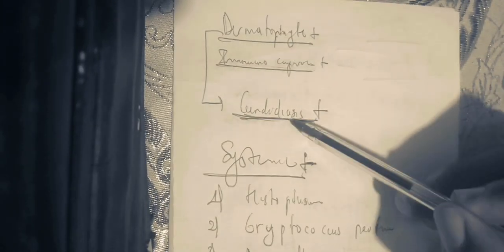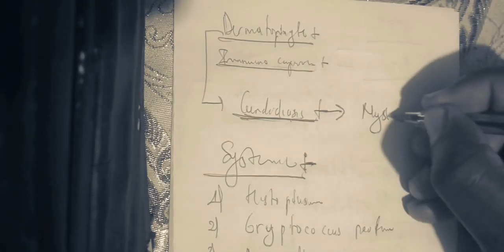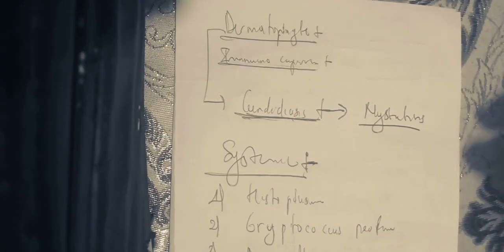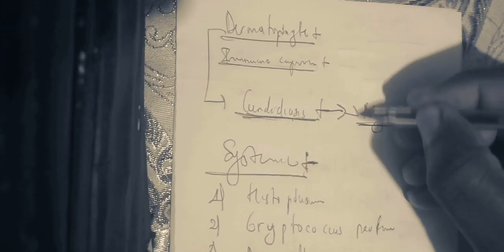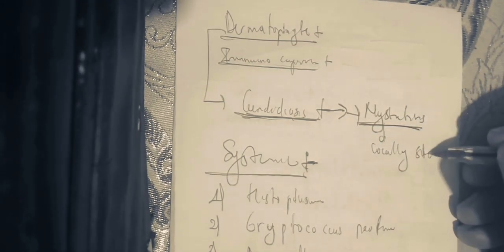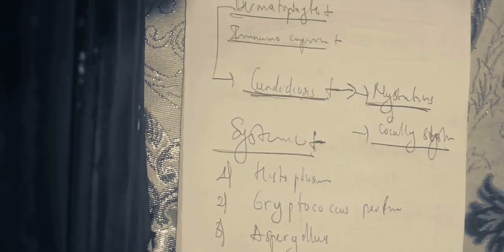Now, the next thing after that, we have the dermatophytes. Among them, we have candidiasis. For candidiasis, you best give nystatin, though you can still give the other azoles. Nystatin is given locally and systemically, but at times it is best given locally.